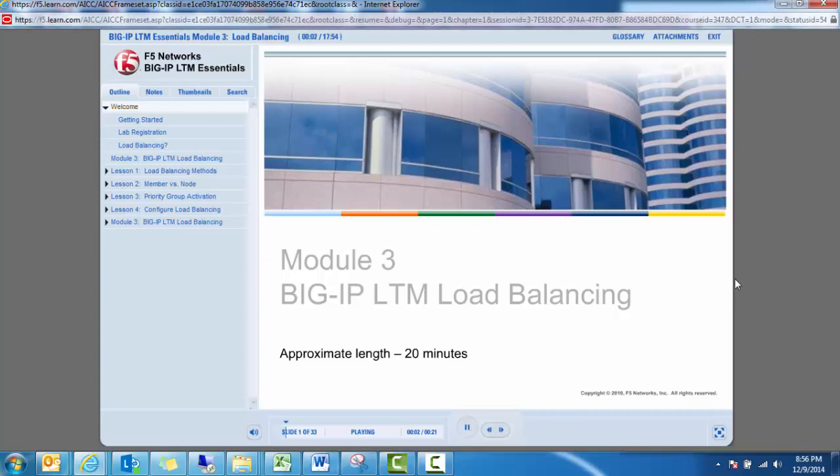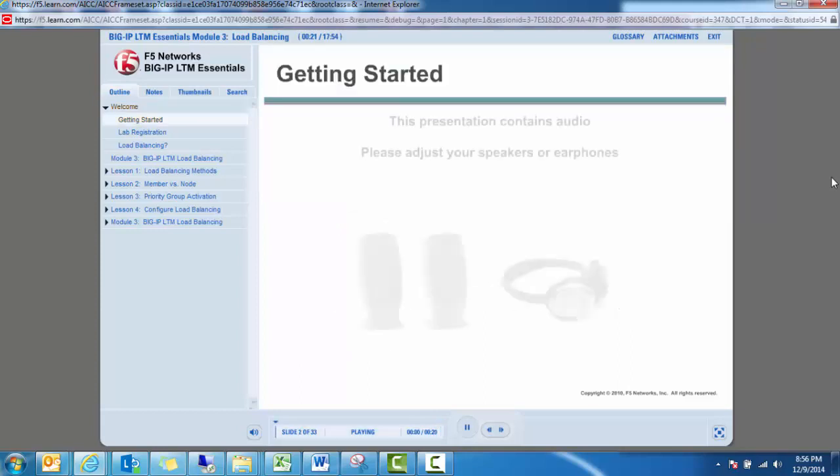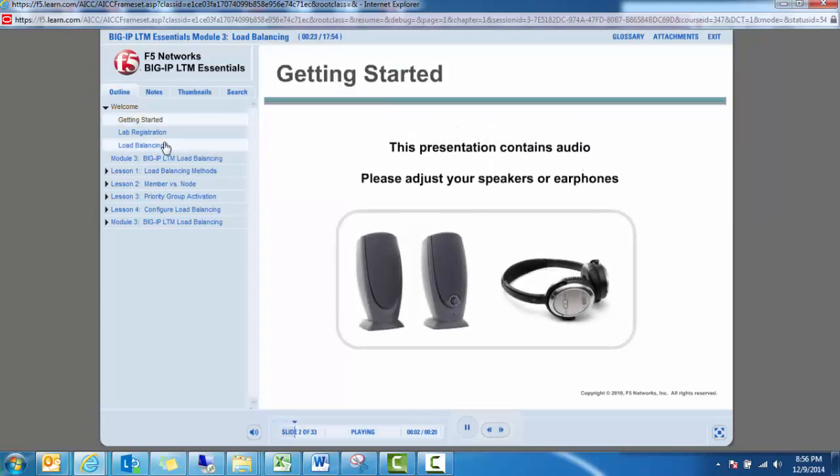Welcome to Module 3 of the BigIP LTM Essentials web-based training course. In this module, we will explore the different load balancing methods available in BigIP LTM and how to configure them. Note that this course assumes an intermediate level of TCP/IP networking knowledge. See the course overview module for more details.